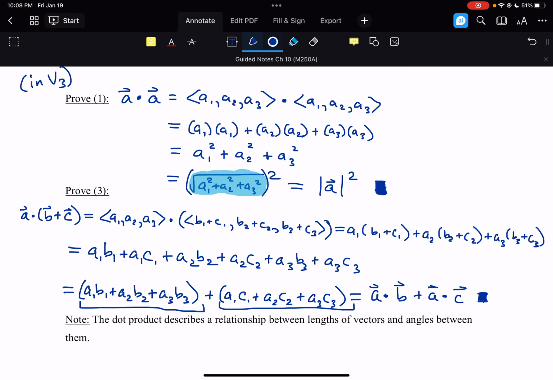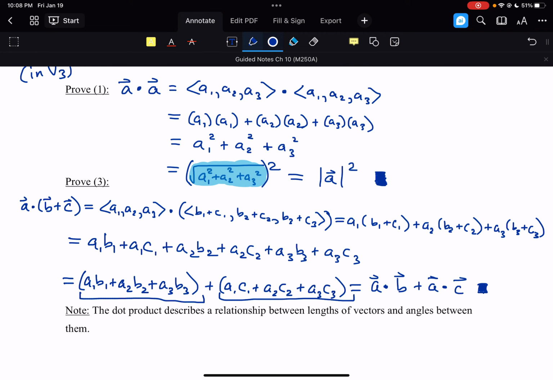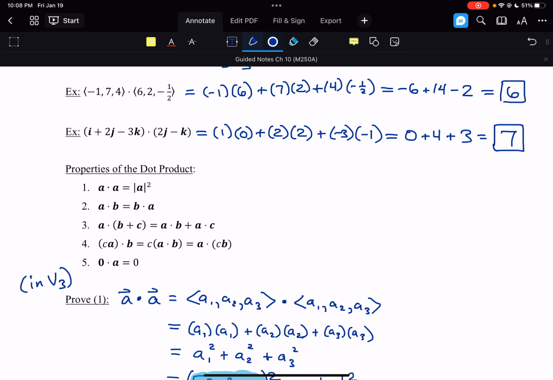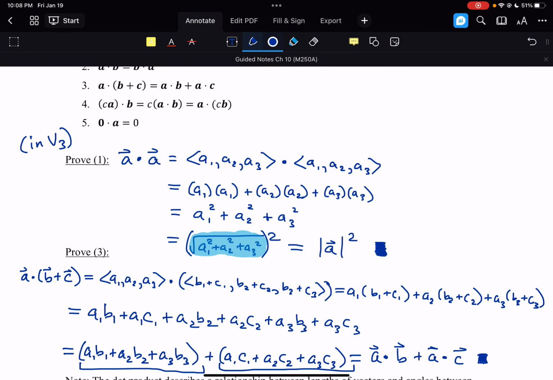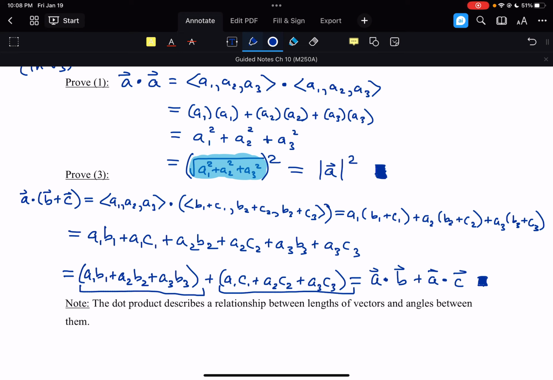Note, when you're talking about the dot product and you say it gives us a number, so like these problems back up here, so we got a dot product of 6, a dot product of 7. The natural question is, well, what do those numbers mean? We're going to get into it a little more in a bit, but basically the dot product describes a relationship between lengths of vectors and angles between them. So it's basically demonstrating the strength of the relationship between the vectors, whether the vectors are working together or working against each other.